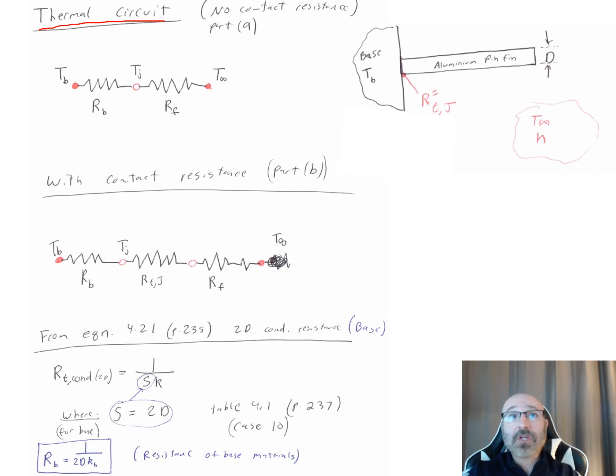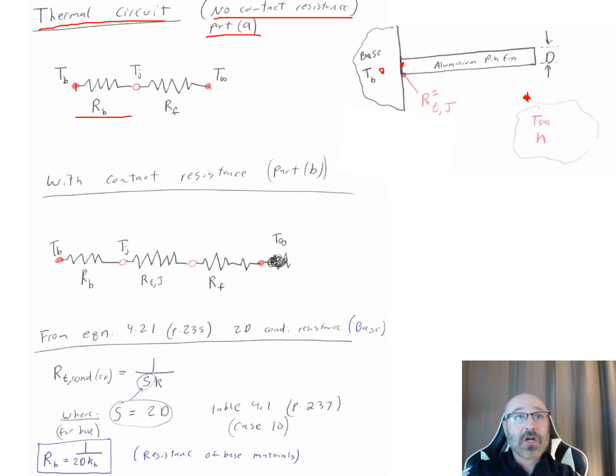First off, we're dealing with part A right here, where there's no contact resistance. So we're going to draw our thermal circuit with no contact resistance first. So here we have our T sub B. There's our diagram right there. T sub B is at the base. Then we have our T sub J at the junction. Then we have our T sub infinity out here as our ambient temperature. So we draw that in. There's our circuit: T sub B, T sub J, T sub infinity.